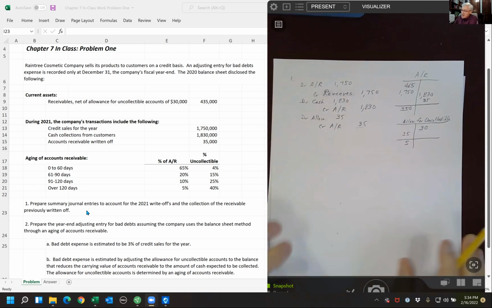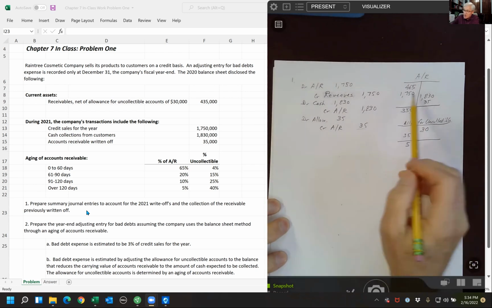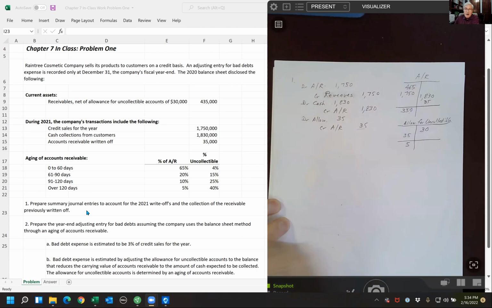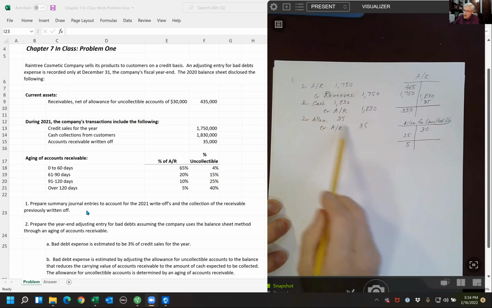By the way, except for one entry, these are all the entries that we'll ever talk about in these chapters. We're going to debit AR and credit revenues. We're going to be paid by our customers, debit cash, credit AR. We're going to write off accounts.